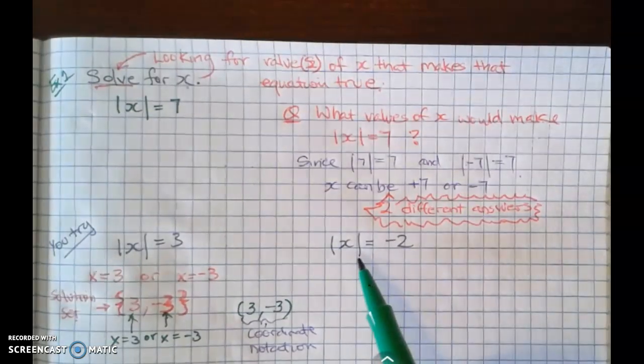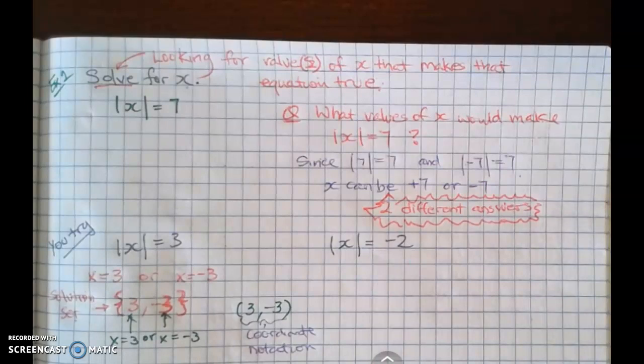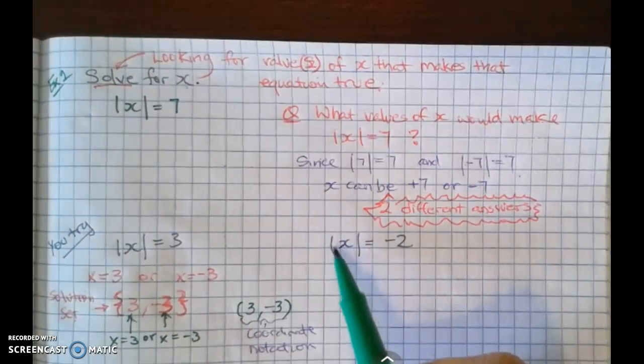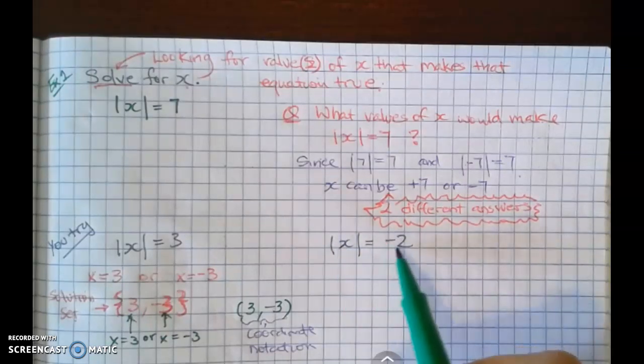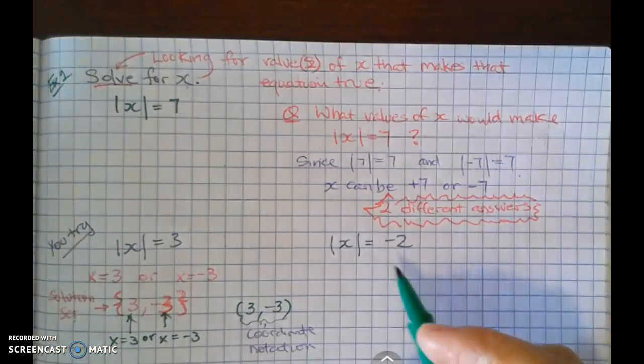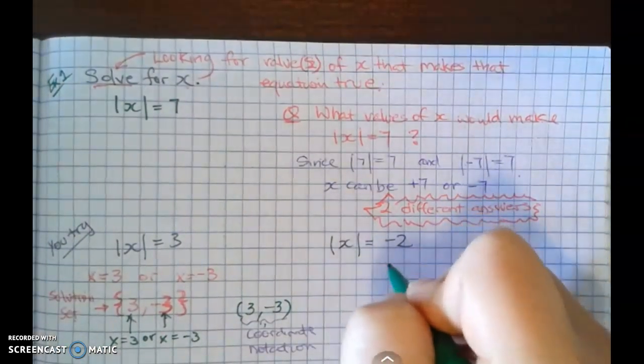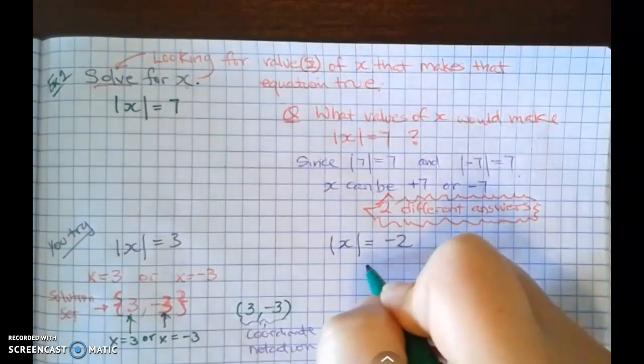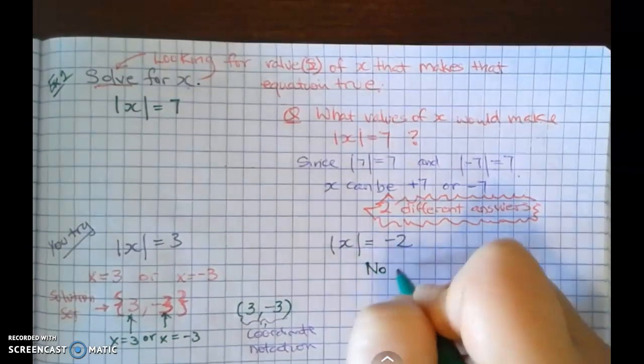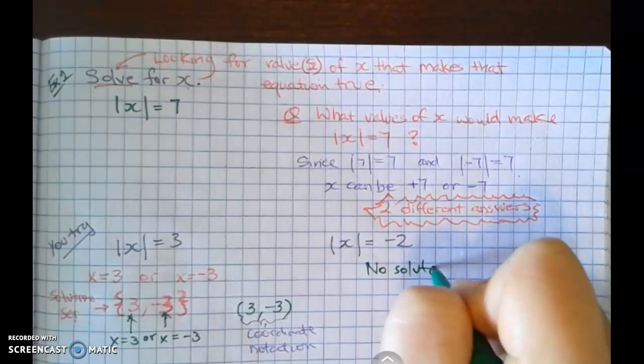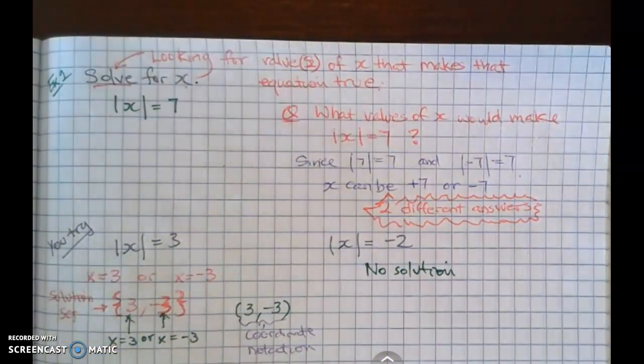The second problem that I left you with was absolute value of x is equal to negative 2. Let's think about this. When you apply the absolute value function to x, can the machine ever pop out a negative number? No, it's not possible, is it? So x cannot be anything for this to be true. So we say this is no solution. That was a trick question.